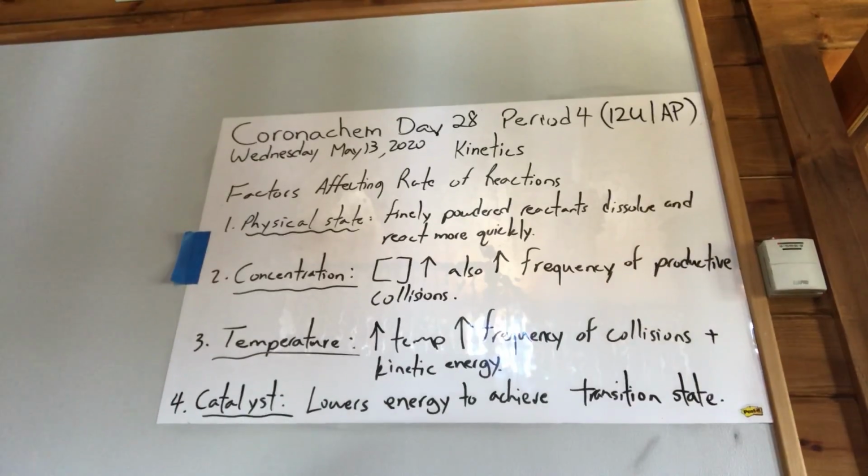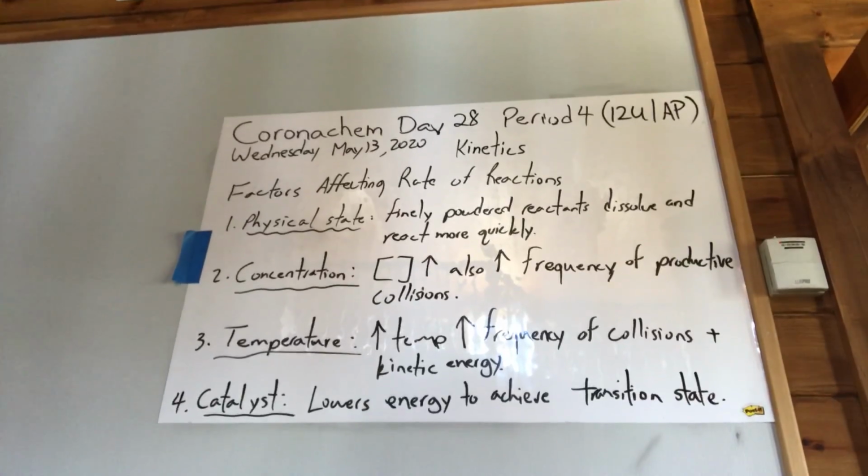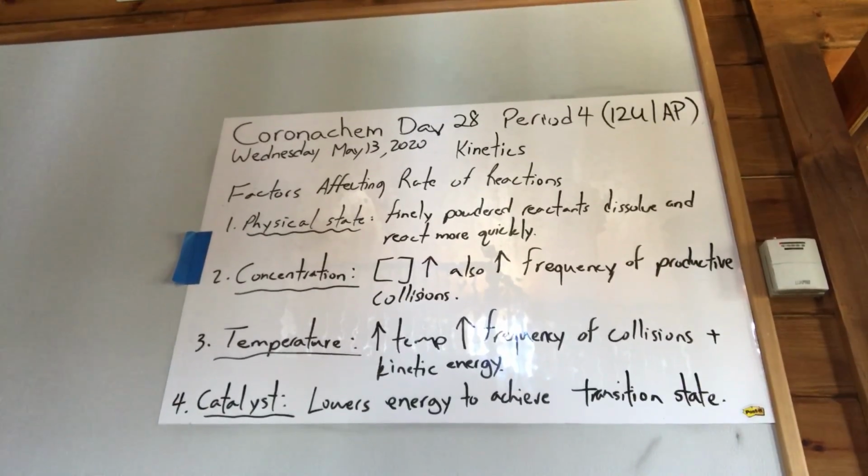Let's begin with an analysis of what affects reaction rates. There are four major factors that affect the rates of reaction. They are the physical state of the reactants. So for example, finely powdered reactants dissolve and react more quickly.